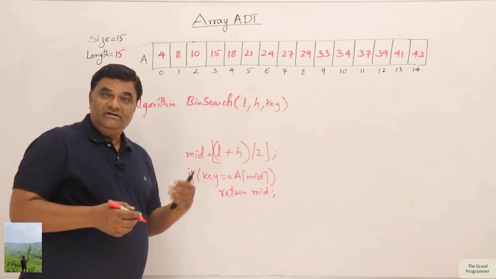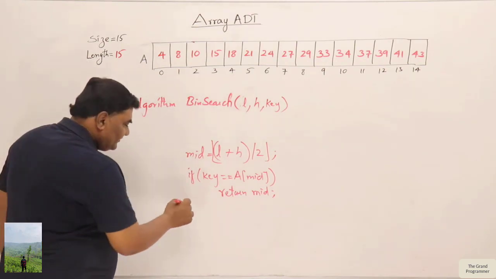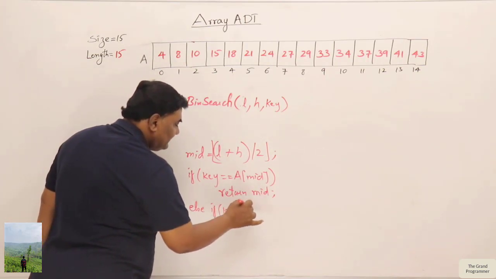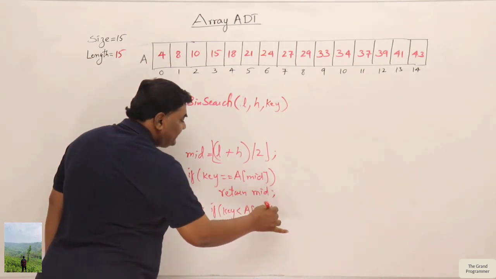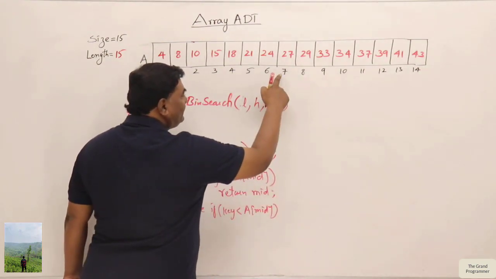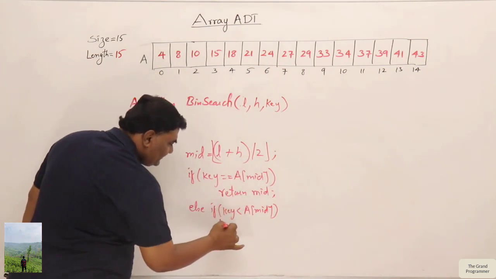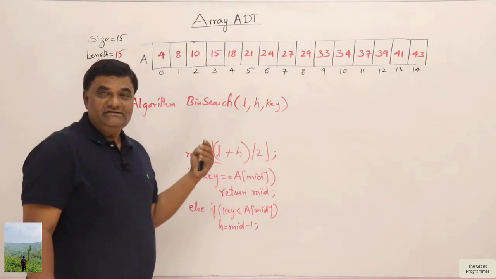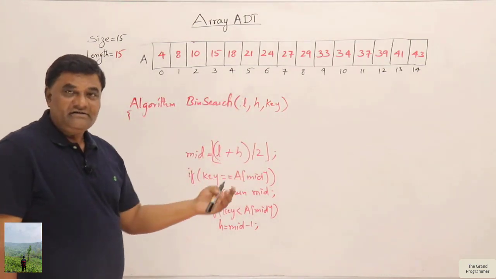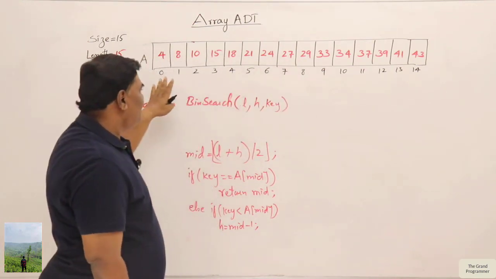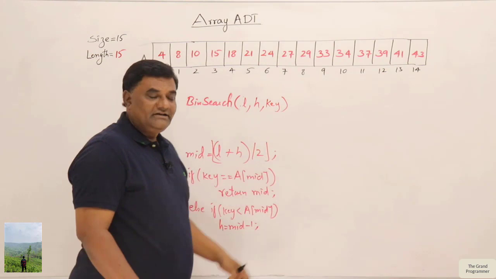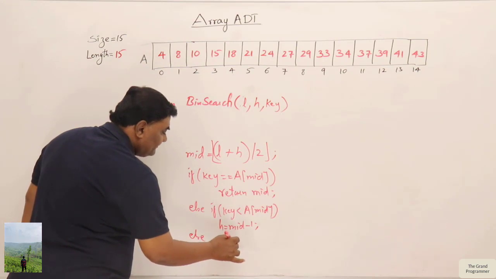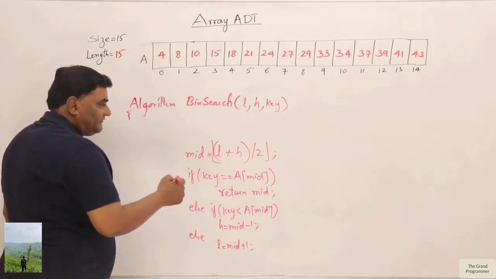If the key element is smaller, then check on the left hand side. So else if key is less than A of mid, if it is on the left hand side, we were modifying high to mid minus 1. So high should be changed to mid minus 1. If it is not equal and not less, then it must definitely be greater. So we have to check on that side and modify low to mid plus 1. So else we will modify low to mid plus 1. This is what we were doing.